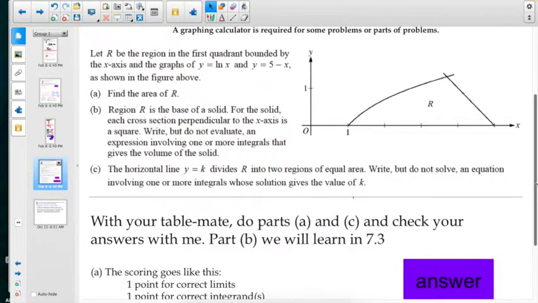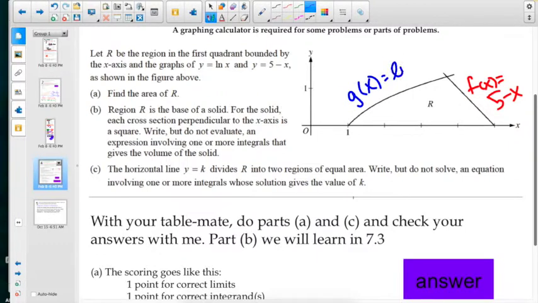So can anyone tell me what this function is? Just reading the instructions here. 5 minus x. So we know that this is, I'm going to call it f of x because it's farther to the right. It's 5 minus x. So what is this function then? Natural log, yep. So this is my g of x, my natural log of x. Okay. What are my limits going to be? 0 to 1.